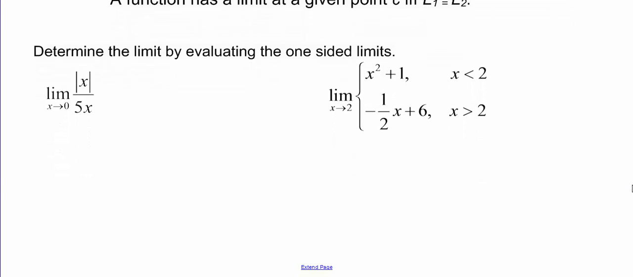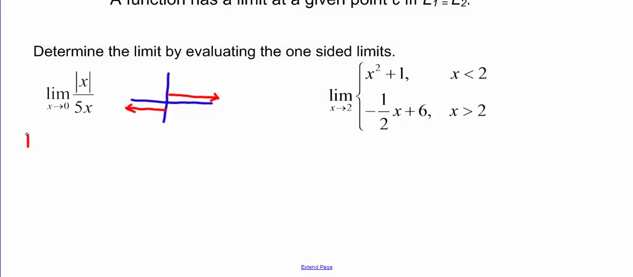All right, so let's take a look at both left and right hand limits and see what we come up with on this next one. So we have the limit as x approaches 0 of the absolute value of x divided by 5x. I think it's worth taking a minute to sketch what this graph would look like. It's kind of an interesting graph. On the right hand side, we'd be at 1/5. On the left, we'd be at negative 1/5.